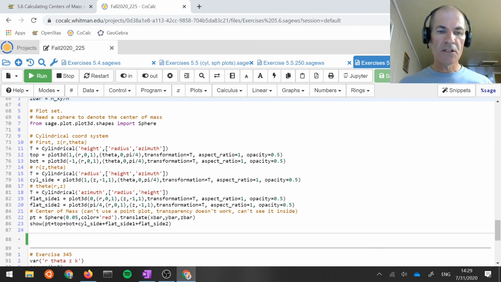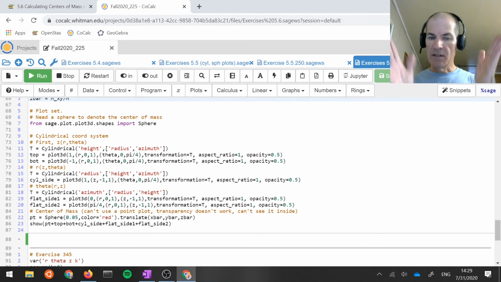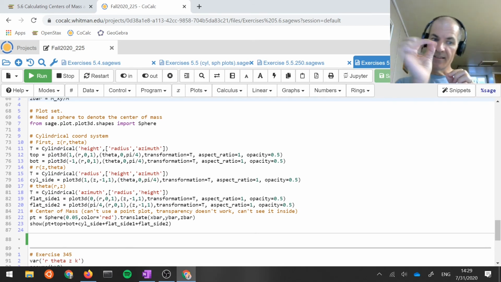So I define a cylindrical coordinate system. Z is height, r is radius, theta is azimuth. And then I plot z equals 1 over the cylindrical variables r from 0 to 1 and theta from 0 to pi over 4, according to this transformation, with a nice square aspect ratio and slightly transparent so I can see inside and see the dot at the center of mass. That's the top. The bottom is z equals -1, but over the same wedge-shaped region. R goes from 0 to 1, theta from 0 to pi over 4. That'll get me the top and the bottom.